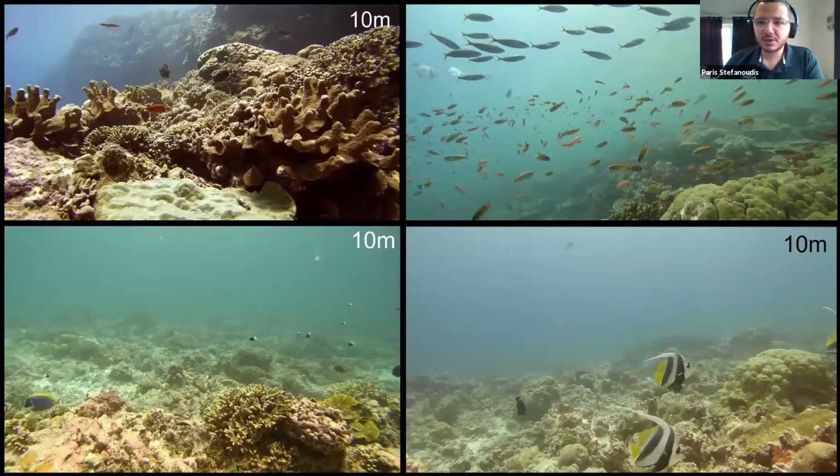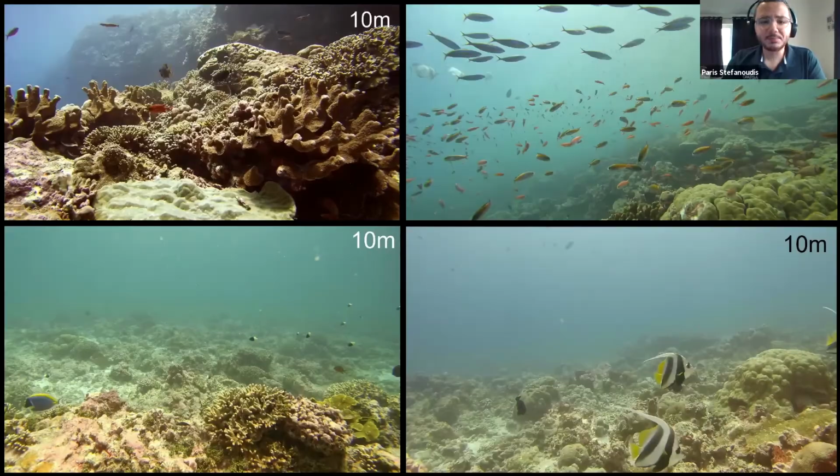Now, just to give you an idea of what these distinct communities that I keep talking about actually look like: at 10 meters, you can see you have an abundance of scleractinian corals. These are the reef building corals that provide that 3D complexity. And then you have a lot of abundance of fish. Zooplanktivorous schools of fish were really common in a lot of the locations that we have surveyed.